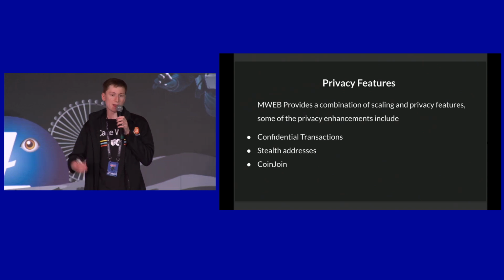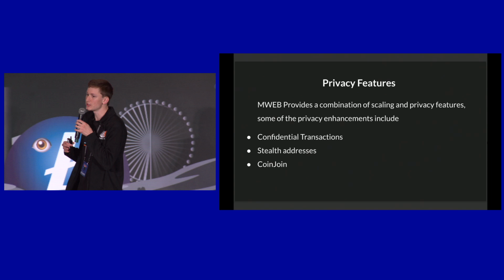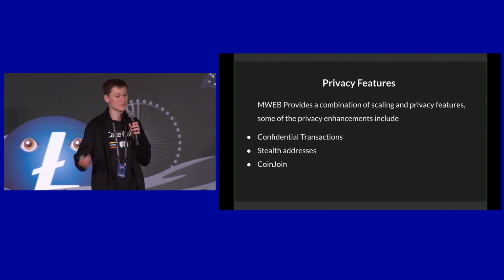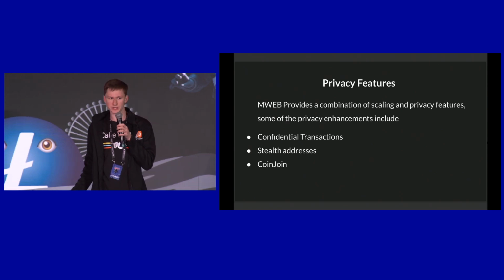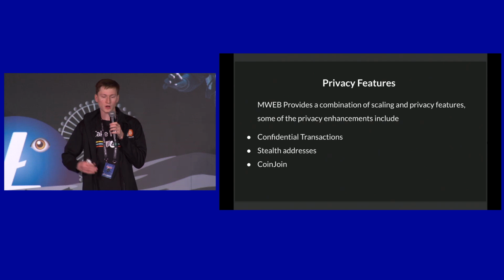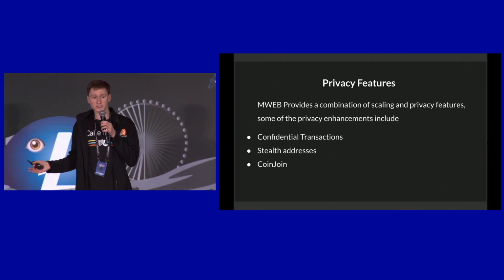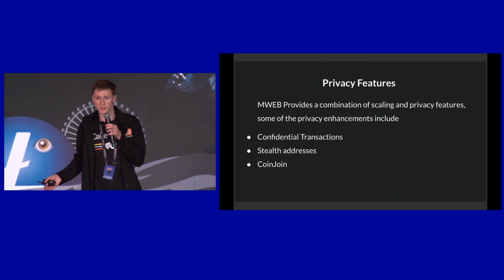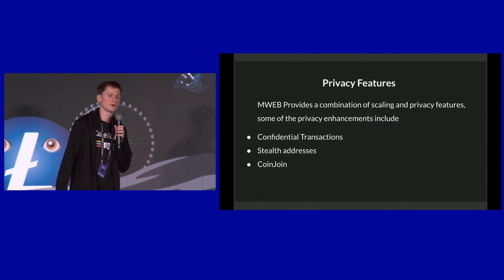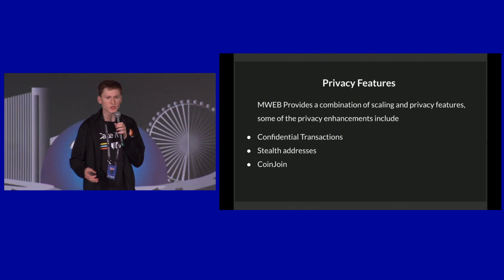So MWEB has a few specific privacy features that make it really good. Each of these features on their own isn't inherently that powerful, but when you combine them together, you compound your privacy gains. All these privacy improvements together make for quite a great and powerful privacy upgrade to what is traditionally a transparent blockchain. The main ones, I would say, are confidential transactions, stealth addresses, as well as CoinJoin.